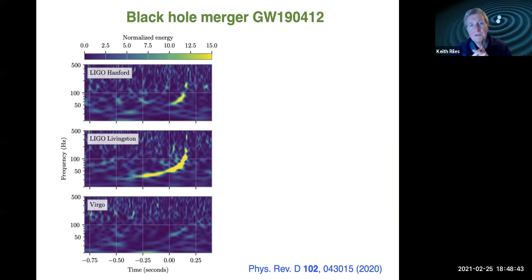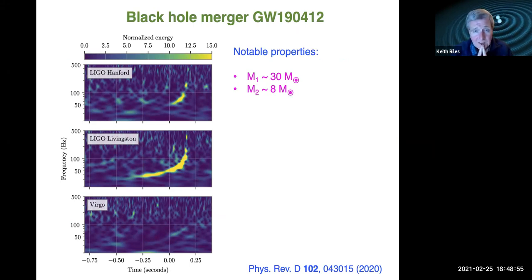This is a binary black hole merger called 1904-12 because it was detected on April 12th, not long after we started running. And what's unusual about this particular event is that the masses of the two black holes were distinctly different from each other. Prior to this event, all of the mergers we had seen had been more or less compatible with equal masses. You know, there was some error on each one, but you couldn't rule out equal masses for the two stars.